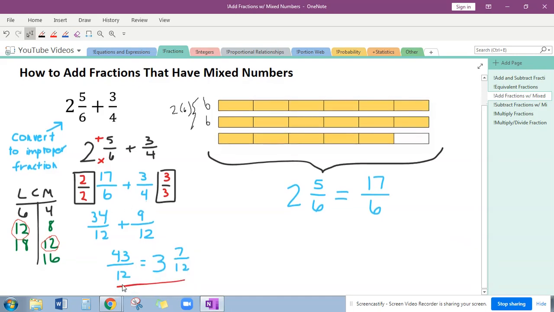And you can actually keep it like this improper fraction, but if you prefer it as a mixed fraction, that's totally fine. So remember, on these ones, I would suggest that you just turn this into an improper fraction because then it looks like fractions that we've added before.